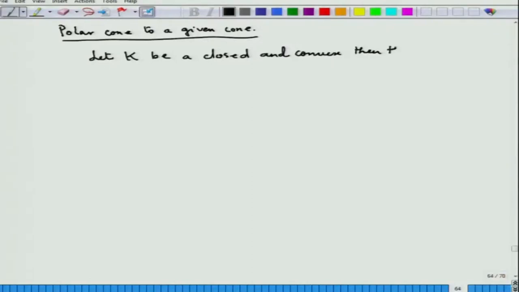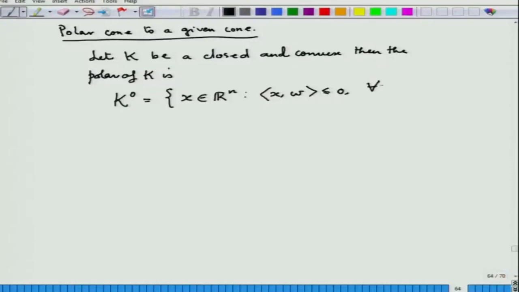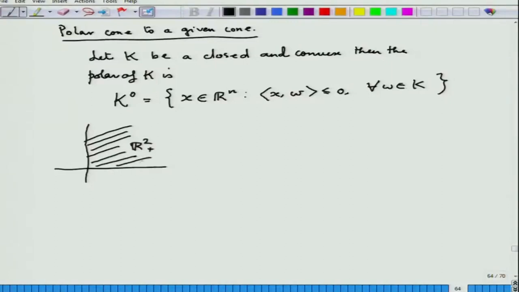Then the polar of K is the set of all x in Rn such that x times w is less than or equal to 0 for all w in K. So, if that is my definition, let me take the simplest example, R2+. Take any w in K, R2+, take any w here.